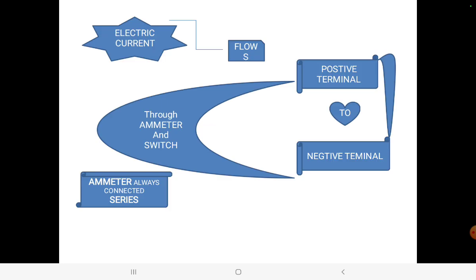Next one, electrical current flows from positive terminal to negative terminal. Clear that electrical current is always moving from positive terminal to negative terminal. That means electrons will be moved from negative terminal to positive terminal through the ammeter and switch. Of course, all this can be shown in the circuit. So electrical current will be transferred from positive terminal to negative terminal. I will explain this clearly.